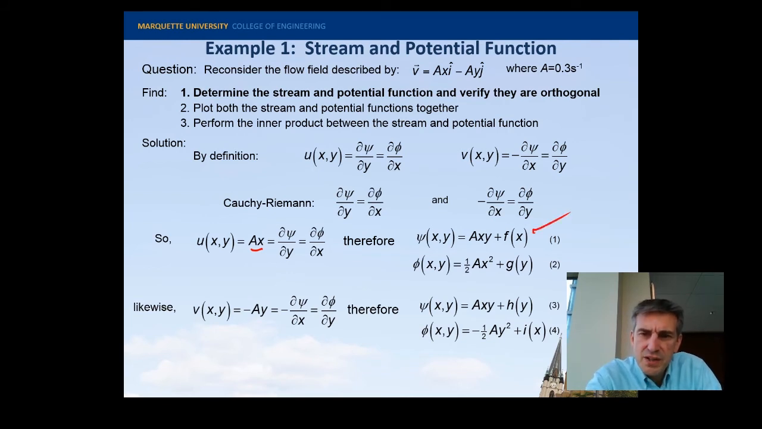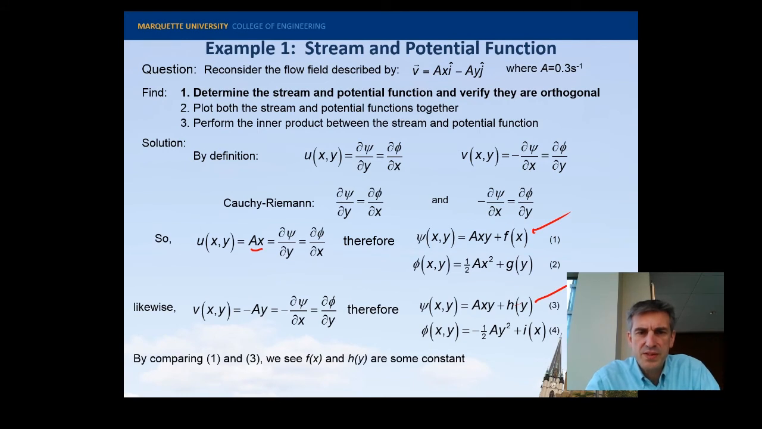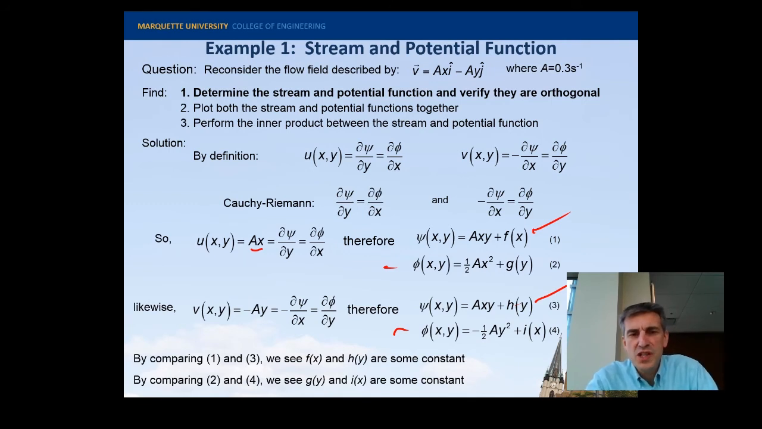So I have a definition of the stream function twice here, and I can compare them, and I can see that the only way that both of these can be true is if this function x is just a constant and this function h is just a constant. So by comparing equations 1 and 3, we see that f of x and h of y have to be some constant. Likewise, if I look at the potential functions, I can see that by comparing 2 and 4, g of y and I of x must also be just a constant. They can't have functionalities of x or y.